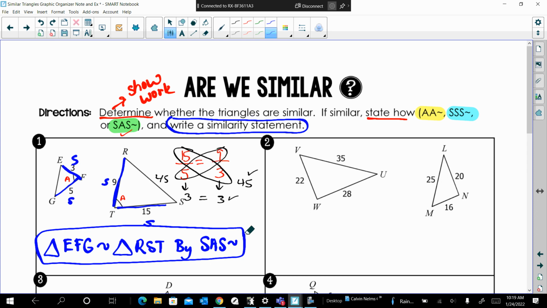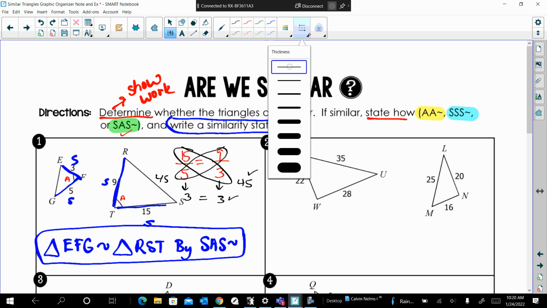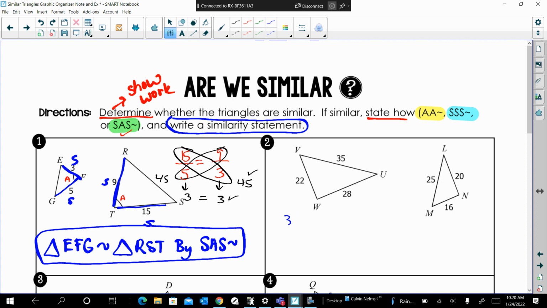On number 2, what information is given to you? The sides, because the number's on the outside, so it's a side. So right off the bat, I should be trying to do SSS similarity, because do we have all 3 sides? Yes. Okay, start with which one? 35, that's the biggest one. So 35 over what? 25. Then go to which one? 28 over what? 20. And then check your smallest, which is 22 to 16.